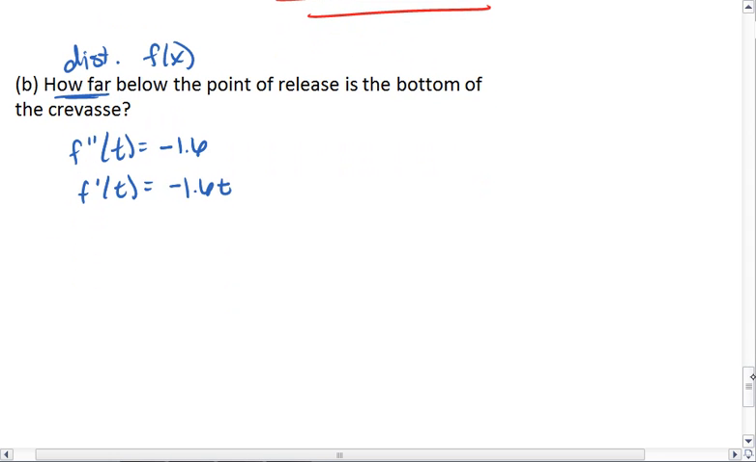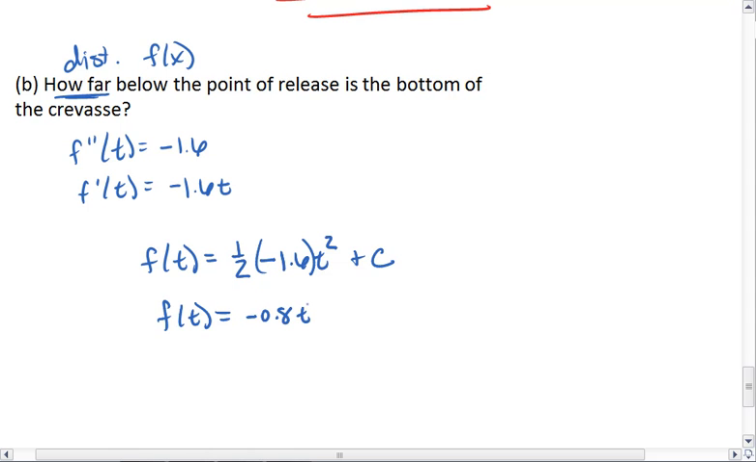We want to find the antiderivative of f prime, so we find f of t, which is going to be negative 1.6 t squared times 1/2 out front plus the constant c. F of t equals negative 0.8 t squared plus c.